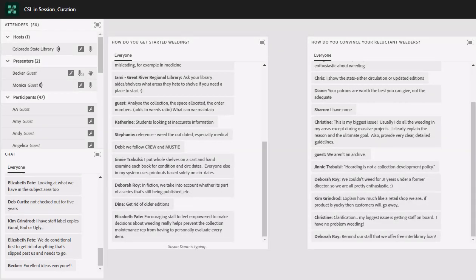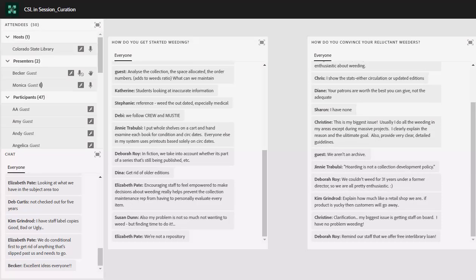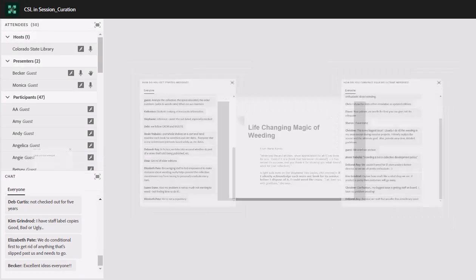Excellent. Well, at the end of today's session, I will gather these ideas and make sure that they get posted. We'll give just another second or two for the last few to post, and then we'll go back to the slides. Thanks, guys. That's great.